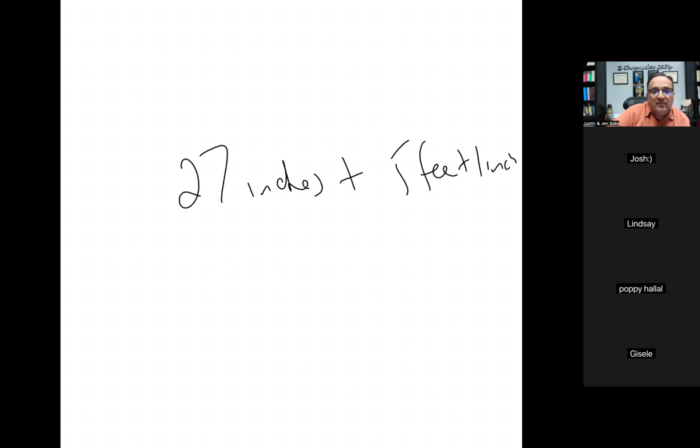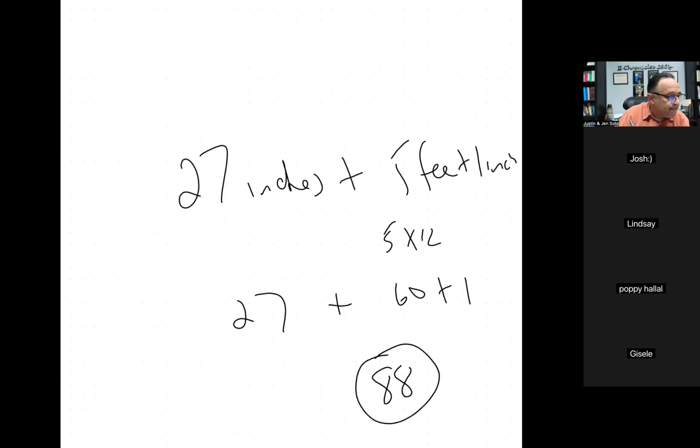So add 27 inches to 5 feet 1 inch. Okay. 27 inches remains the same. Take the 5 feet, larger to smaller, that's 60. But it was 5 feet 1 inch to begin with, so the 5 feet is 60 plus the 1 is 61. So 27 plus 60 plus 1, 88 is the correct answer.